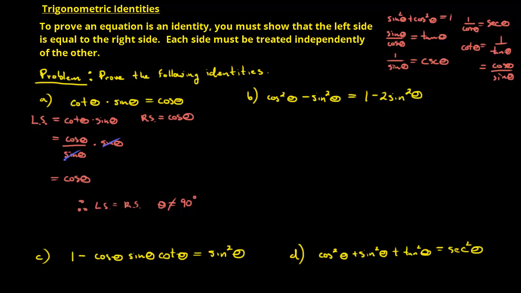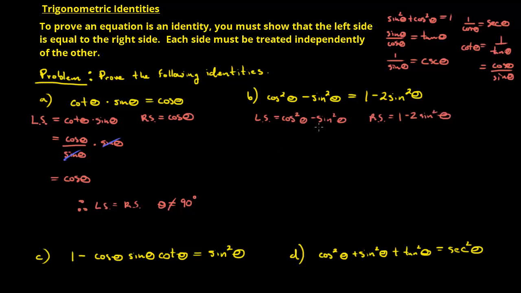Okay, so next we have another identity, and we've got cos squared theta minus sine squared theta is equal to 1 minus 2 sine squared theta. Again, we're going to break this up into the left side and the right side. The left side is equal to cos squared theta minus sine squared theta. The right side is 1 minus 2 sine squared theta.